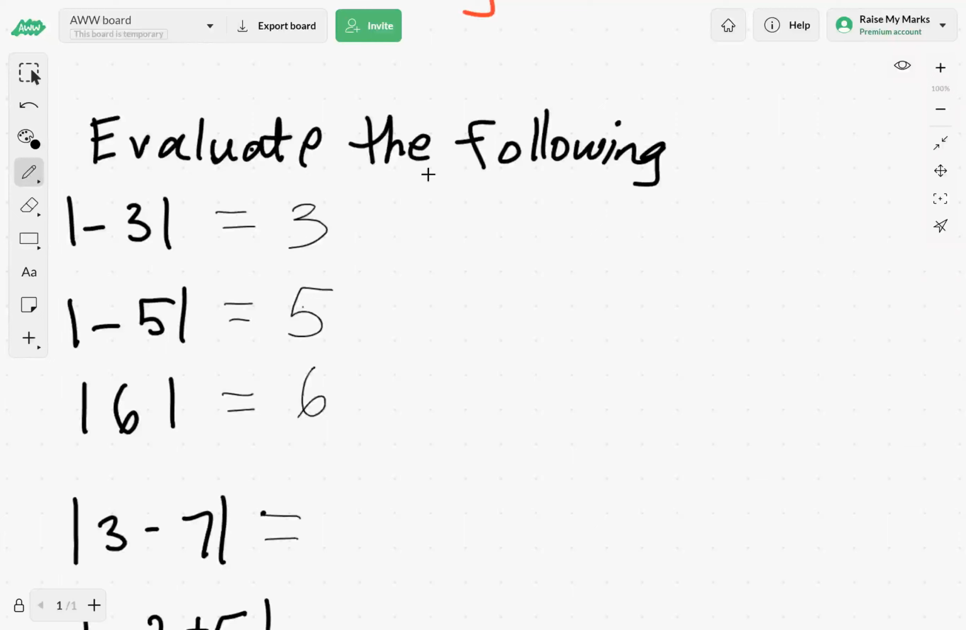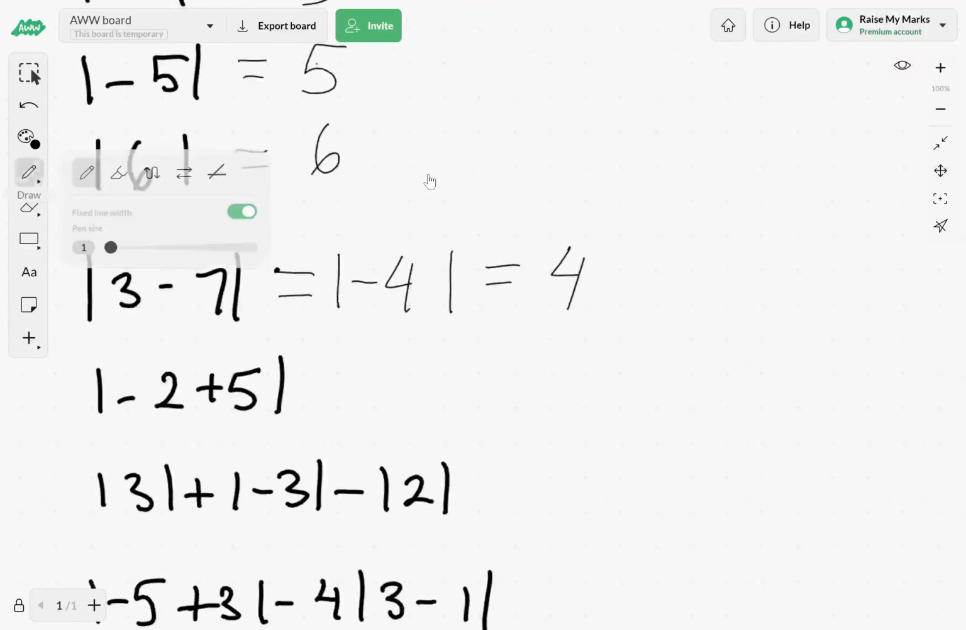Absolute value of 3 minus 7. So let's evaluate 3 minus 7 within the absolute value signs, and we get -4. The absolute value of -4 is just 4. All right. Next one, absolute value of -2 plus 5. Again, let's evaluate what's within the absolute value signs, and we get 3. Absolute value of 3 is just 3 because 3 is positive.